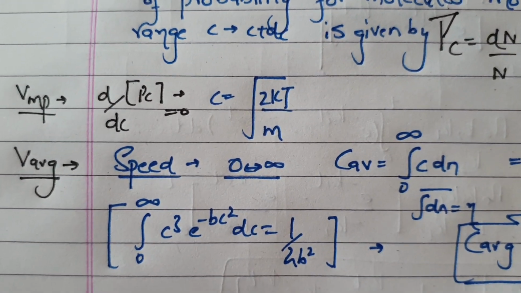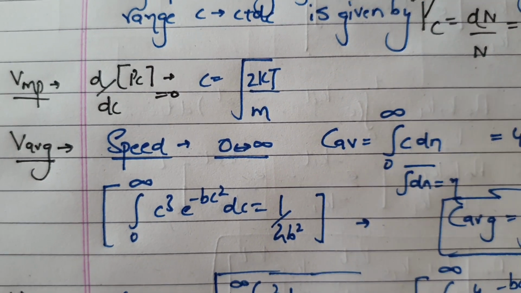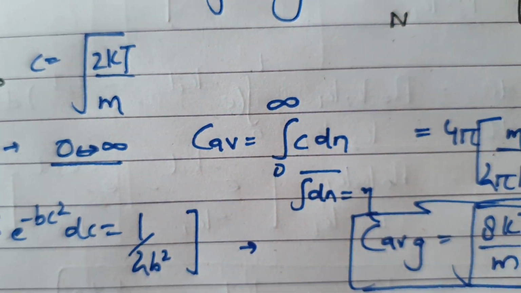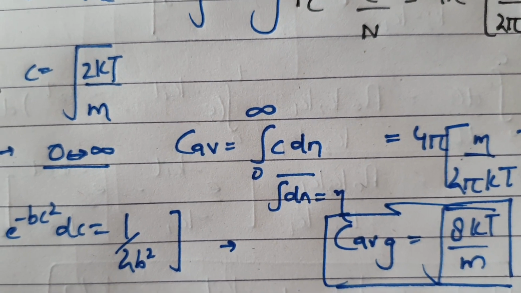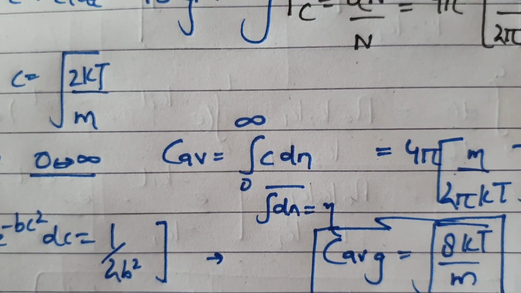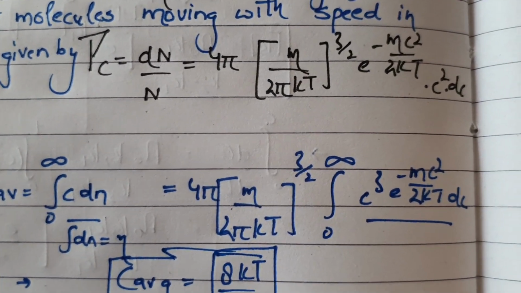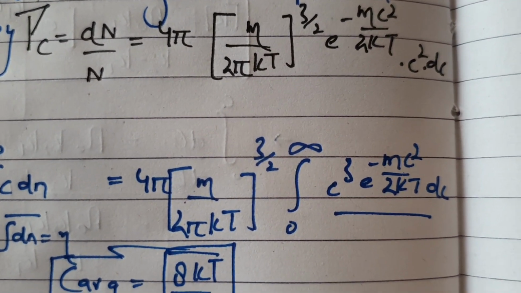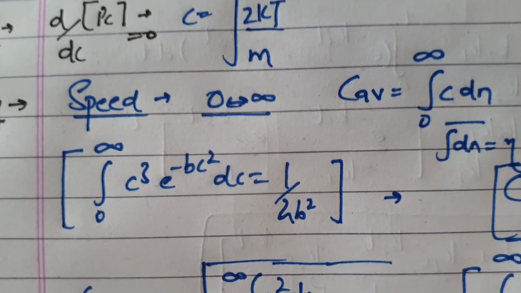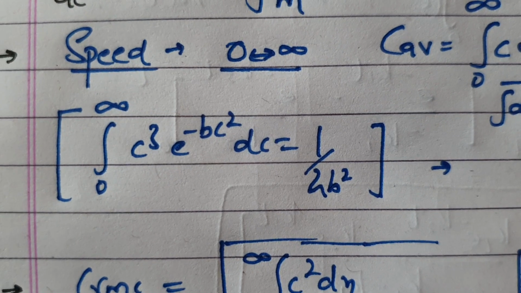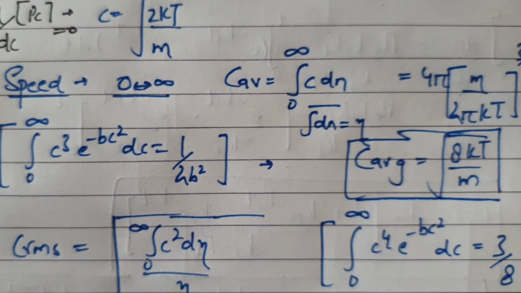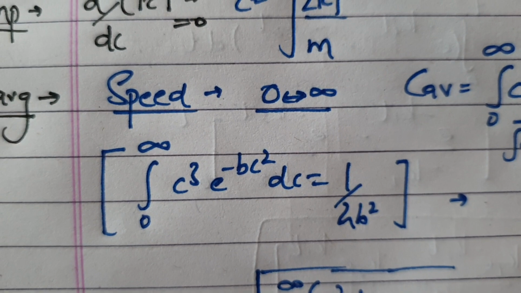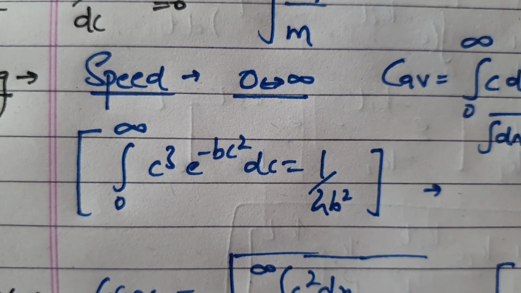So for V average, we have speed. The speed of molecules can be from 0 to infinity. So we just have to apply the basic integration result. You might have seen it in physics, maximum in kinematics. So C average is integration of C dn by integration of dn. Here we can't actually put the value of C, because there is no C square in this result. So what we do is put the value of dn. When we put the value of dn, most of it is just constant, and for this we have a basic result: integration from 0 to infinity of c cube e power minus bc square dc is equal to this. Putting the value, we get C average. It's actually very easy. These are just basic results. You can also try it by parts or by using the beta gamma function, this type of thing.